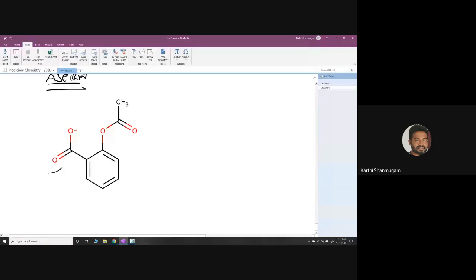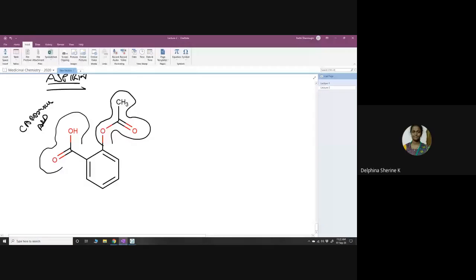What is the name of this functional group? Carboxylic acid, right? So the acid functional group. Then any name for this other functional group? Ester, sir. Methoxyester? Methoxyester or ester? Okay, we go with ester, right? What is the general representation of ester? R C O O R. Is it right? Yes, sir.